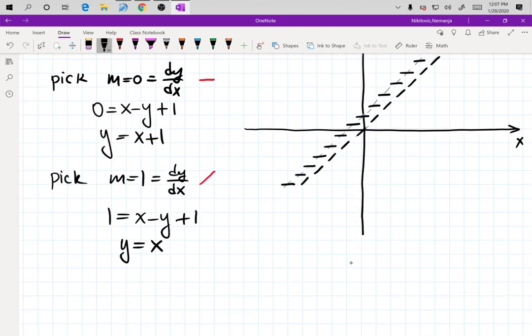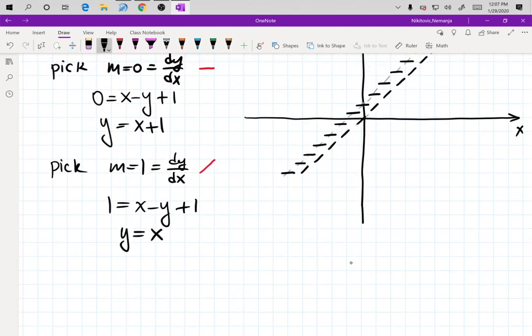Pick -1. Pick -2 and +2 and call it a day.